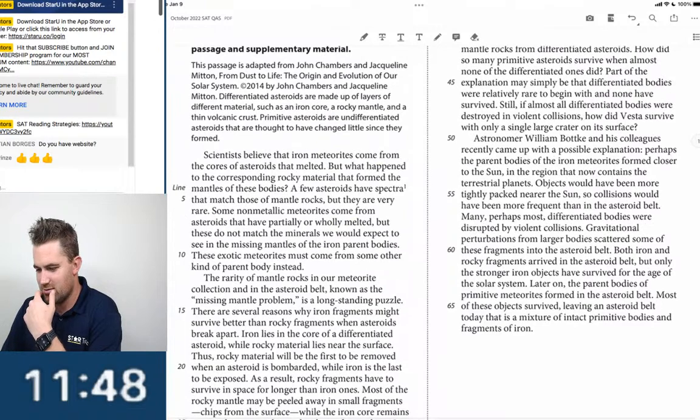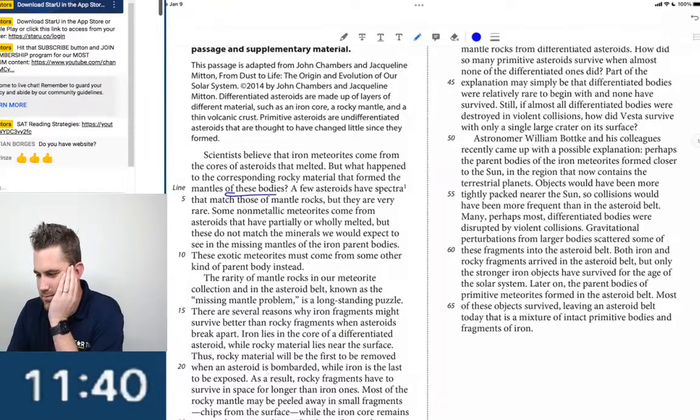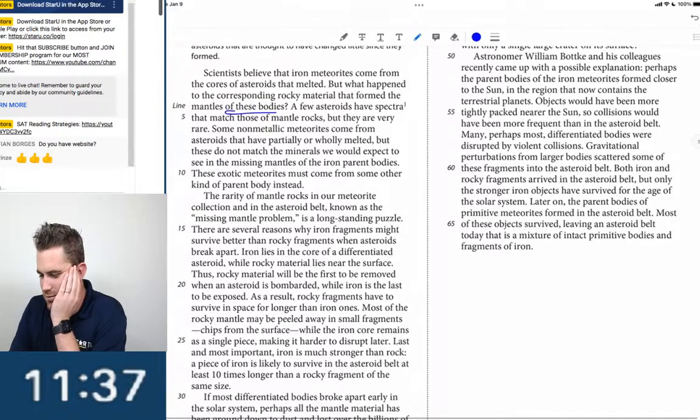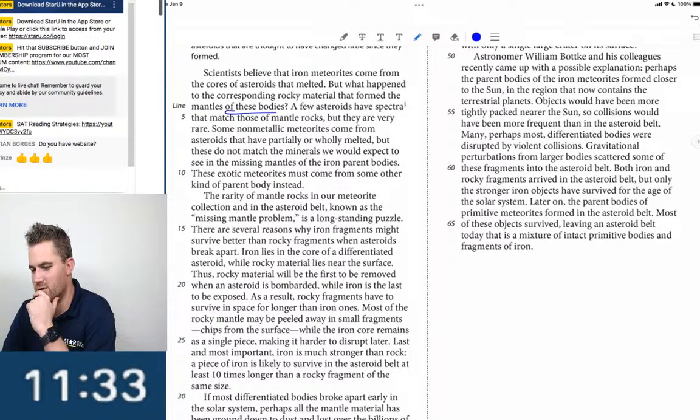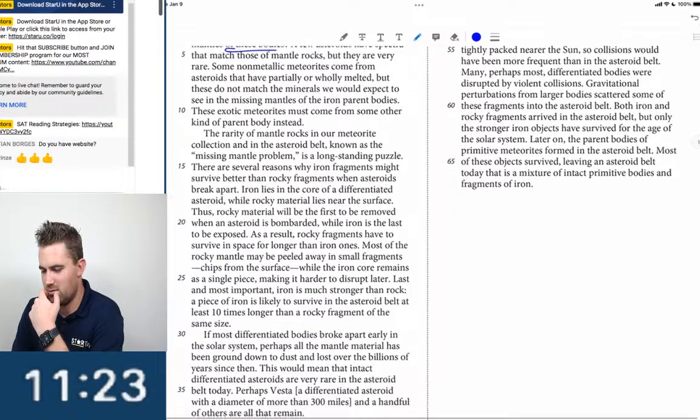Scientists believe, I should have known that. Scientists believe that means the corresponding of these bodies. Few answers of spectra that match those of natural objects. They're very rare. Some non-technical rates can match. Must come from another kind of parent body instead. Very mental oxygen.